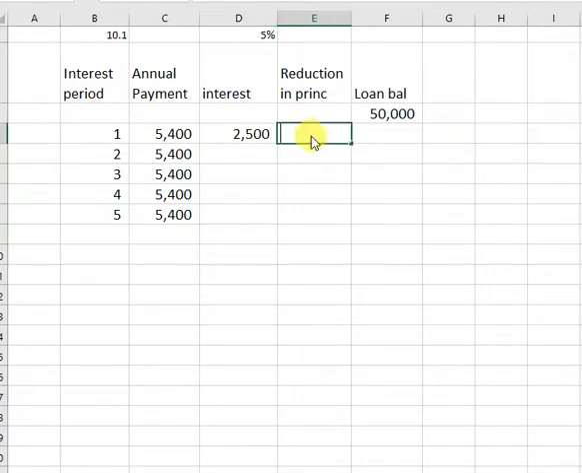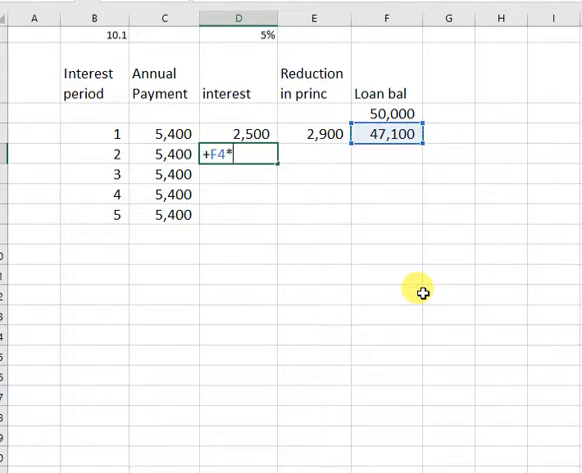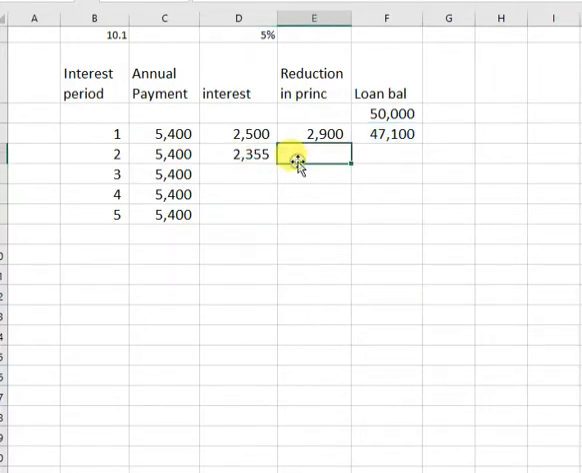If of my payment $2,500 is interest, then the remaining portion of it is principal. So I have $2,900 in principal, and so my loan balance is 50,000 minus the 2,900. My loan balance is 47,100. My interest then is the 47,100 times 0.05 times 12 divided by 12. Again, I might skip doing the 12 divided by 12 on the next one, but if I have 5,400 minus the interest, I have 3,045 paying off on my principal, so the 47,100 minus the 3,045 gives us 44,055.